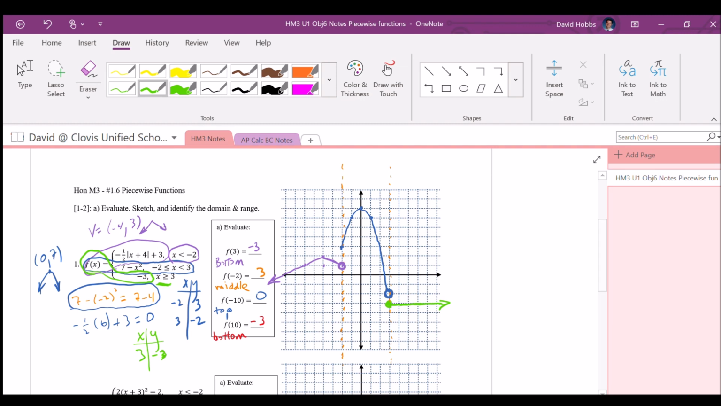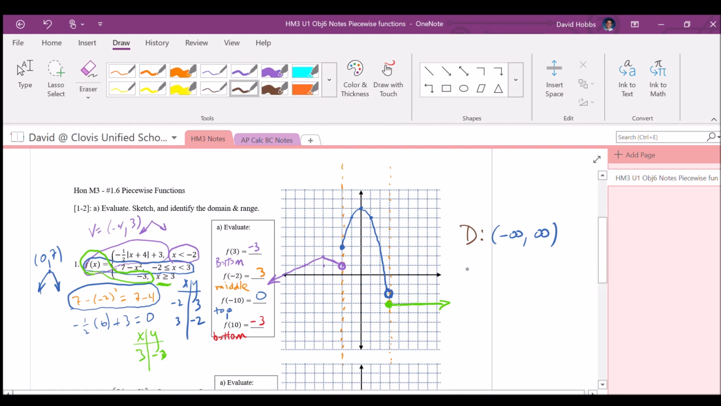Okay, now notice none of the pieces connected. That's fine. What is the domain for this function? Well, does it go further to the left? Yes. Does it go further to the right? Yes. I know there's a hollow dot at negative 2, but isn't there a solid dot also at negative 2? So negative 2 is in the domain. At positive 3, I know there's a hollow dot, but isn't there also a solid dot at positive 3? Yeah. So the domain is all real numbers.